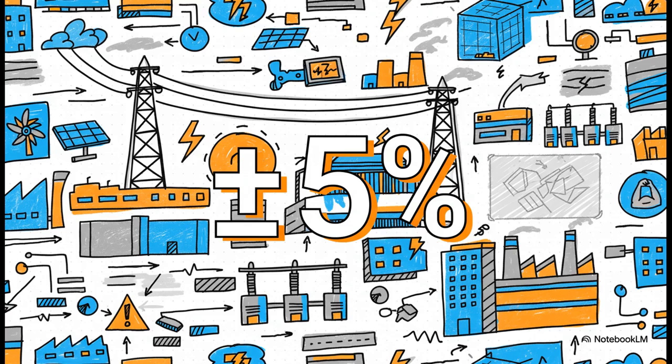And just how precise are we talking? Well, one of the key goals is to keep the voltage within this incredibly tight window, plus or minus 5%. That's like making sure the water pressure is perfect across the entire city, not just near the reservoir. And that precision is what protects all our sensitive electronics and keeps things running just right.